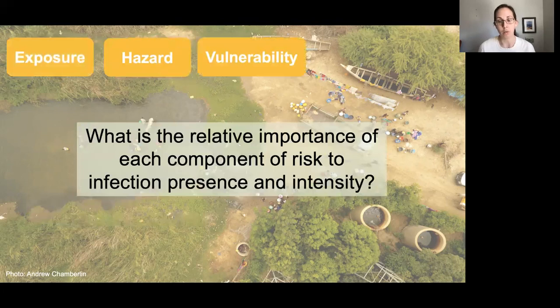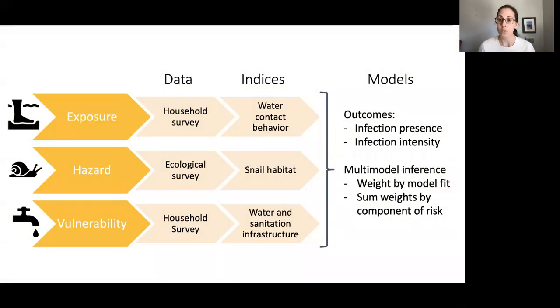We aimed to understand the relative importance of each component of risk on both the presence of schistosome infection, or whether or not a person became infected, as well as the intensity of infection, or how many parasites they have in their system. And we did this among school-aged children in northern Senegal. And we used ecological and household survey data to construct different indices of exposure, hazard, and vulnerability, which we then used to fit statistical models to infection data. We used a technique called multi-model inference to assign weights to each model and calculate which components of risk were included in the best fitting models.